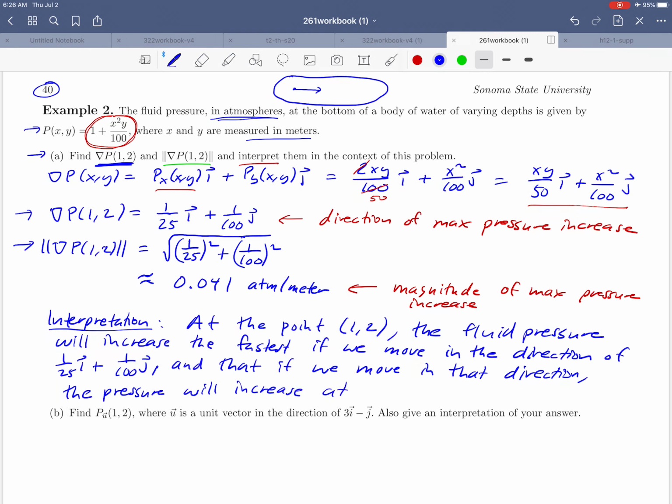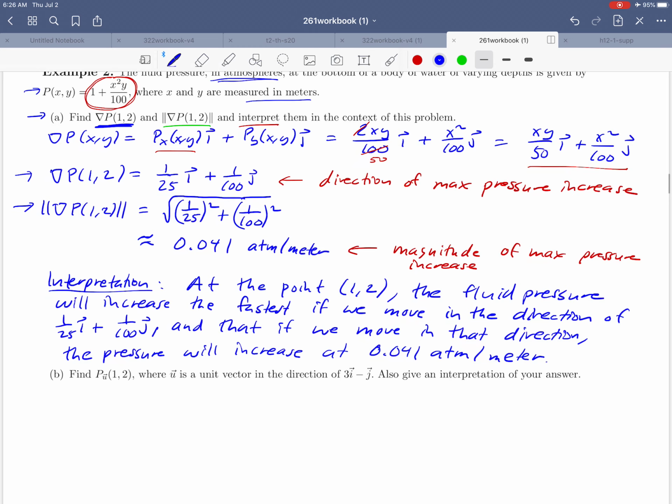So it will increase at 0.041 atmospheres per meter. Okay, so there's an interpretation of the two quantities that we calculated in part A. We are ready then to move on to part B. Let's see what they're asking us here.